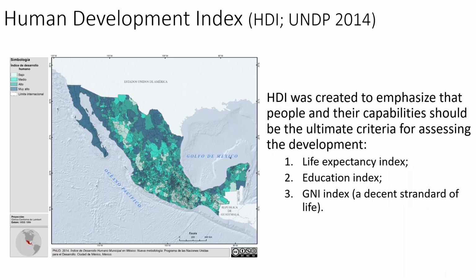And here is the Human Development Index, and it was created to assess development through three criteria: life expectancy index, education index, and GNI index. And this map is showing us the distribution of the different levels of HDI around the whole country. Next slide, please.